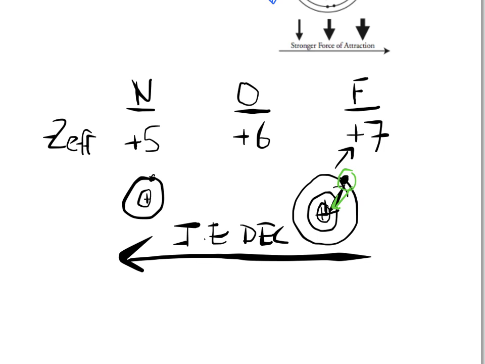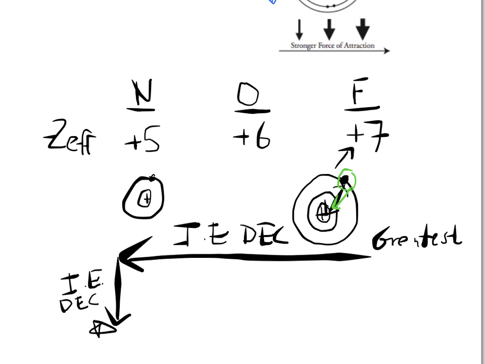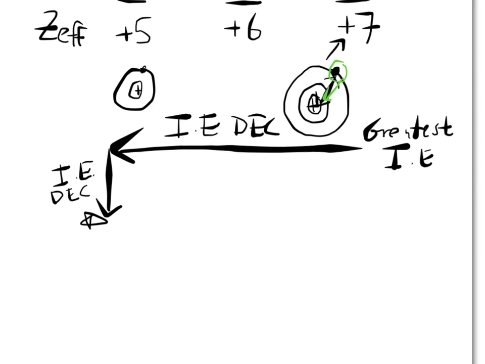So the general trend is, as you go to the left and as you go down, ionization energy decreases. So elements in the bottom left have the lowest ionization energies. Elements in the top right have the greatest ionization energies, meaning it takes the most amount of energy to remove a valence electron.